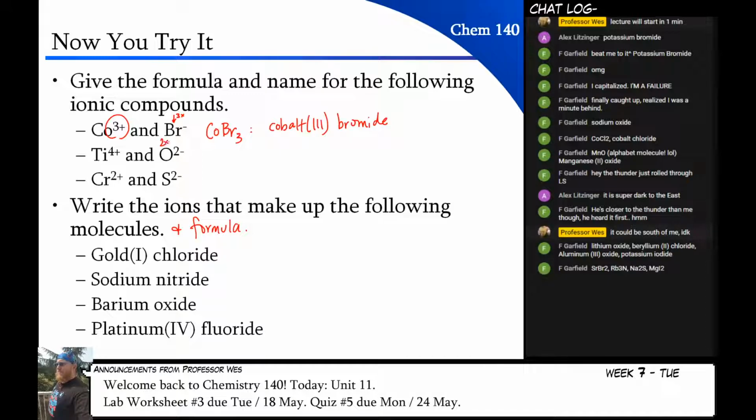Same thing here, I need 2 of these to balance out the charge on the titanium 4+, so I would get TiO2. And because it has a charge of 4, I would call this titanium 4. That looks like there's a space there. Let me fix that. Oops, oxide. I'm looking at the wrong one. There we go. And then these balance out together, so we could just do CrS. Chromium has a +2 charge, so we'll go chromium 2 sulfide.